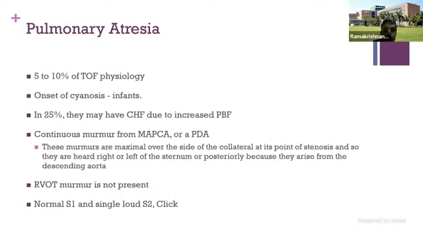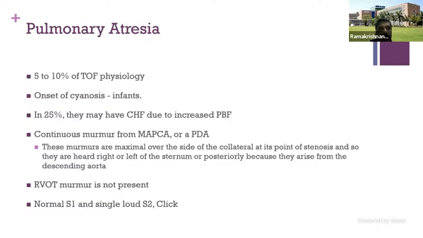The other differential diagnosis, other variants of tetralogy, include pulmonary atresia. In various series in tertiary care centers, it is around 5 to 10% of tetralogy physiology. Commonly they have an onset of cyanosis in infancy. Some of them, especially in infantile forms, can have heart failure. One quarter of them can have heart failure due to increased pulmonary blood flow. A continuous murmur of MAPCA or PDA can be there. That is a very important differential diagnosis.